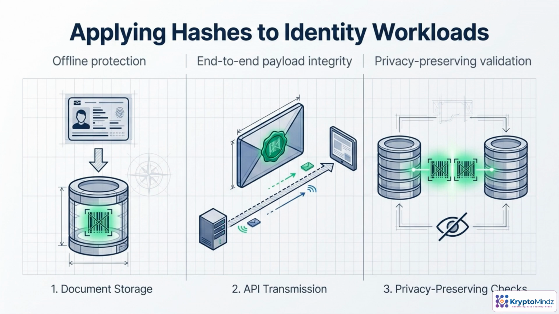Hashes show up in identity systems in three practical ways. For document storage, you hash the document and store the hash alongside, or instead of the raw file. Later, you can prove nothing changed by recomputing and comparing that hash. For API transmission, you hash or HMAC the payload, send both, and verify on receipt to detect tampering in transit. For privacy-preserving checks, two parties compare hashes instead of raw identifiers, enabling matching without full data sharing.